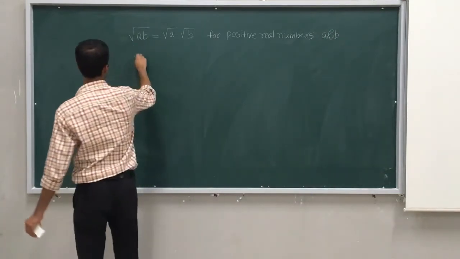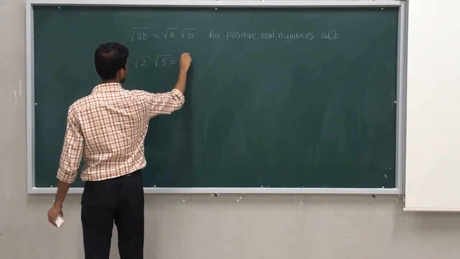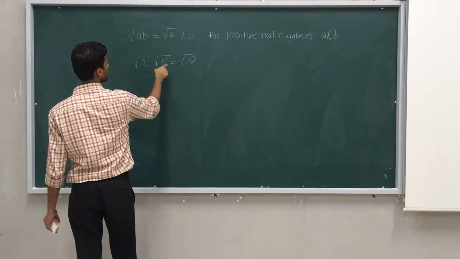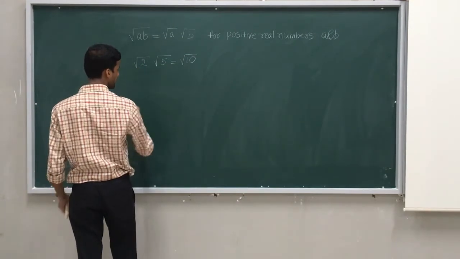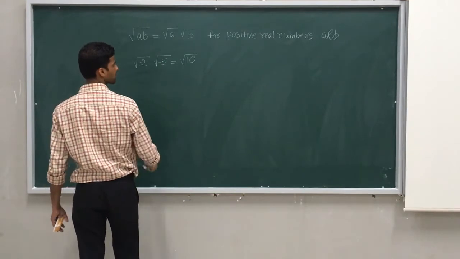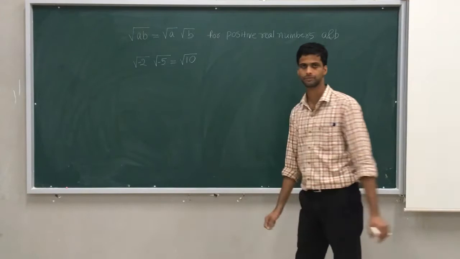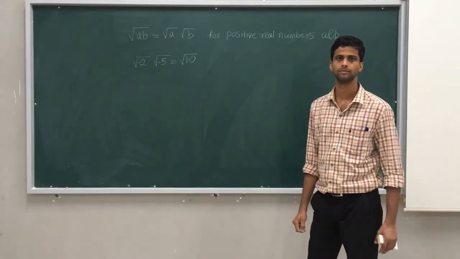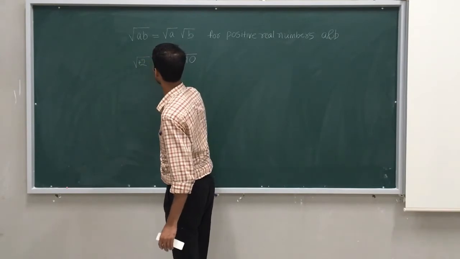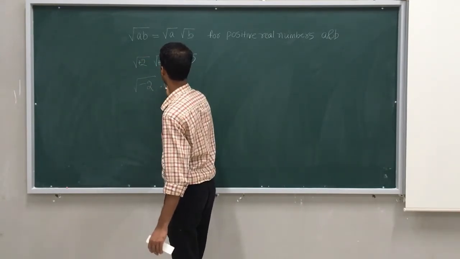Because we know root 4 into root 5 is root 20. Why? Because we can say both are positive real numbers. What if both are negative? Is it possible to write in the same way? Is it possible? Because I just told you plus, plus, for both plus. What if both are negative?